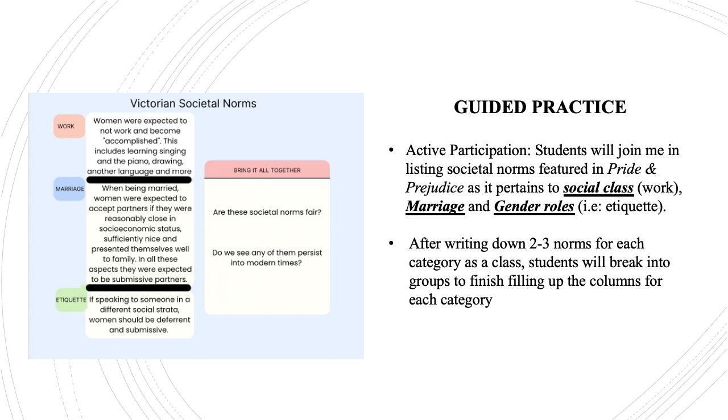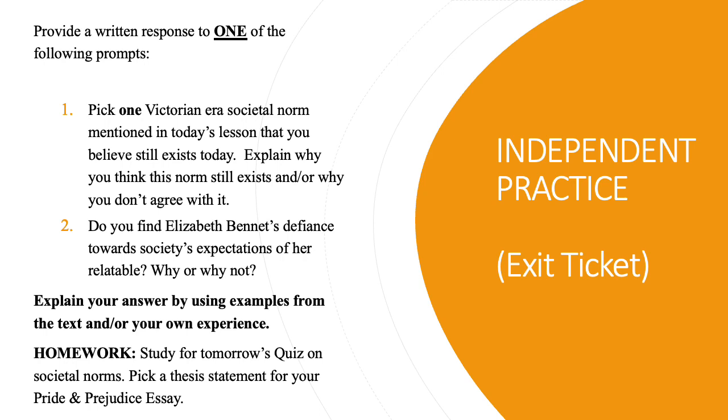After writing down 2 or 3 norms for each category as a class, students will be broken up into groups. In groups, students will finish filling up the columns for each category while briefly discussing each norm amongst themselves. This lesson's independent practice, or "you do," tasks students with providing a written response to one of the following prompts.